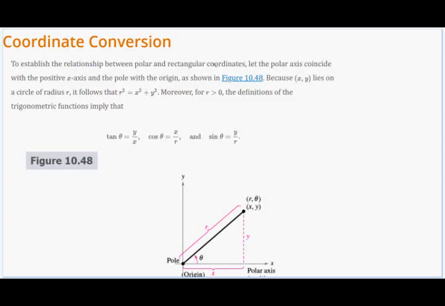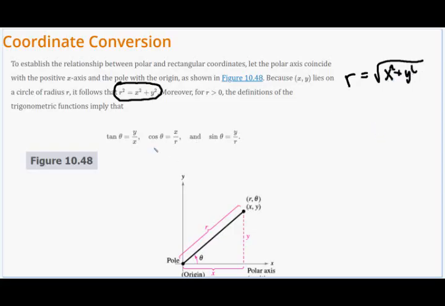To establish a relationship between polar and rectangular, let the polar axis coincide with the positive x-axis and the pole with the origin, as shown in the figure. Because (x, y) lies on a circle of radius r, it follows, here's our old circle formula, x squared plus y squared equals r squared. Or you might remember back in chapter 4, section 4, when we were doing the trig values of any angle, we saw this: r equals the square root of x squared plus y squared.